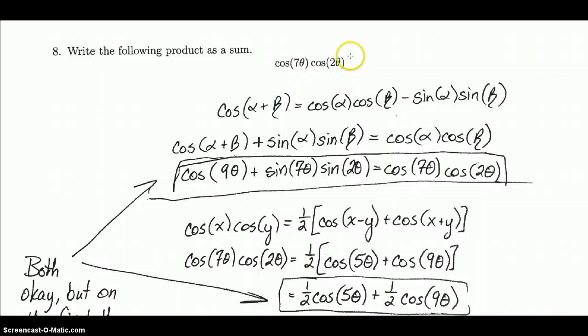So be creative. If you don't remember the exact formula you need, try to figure out any other formula that might have this as part of the formula, like you see right here.